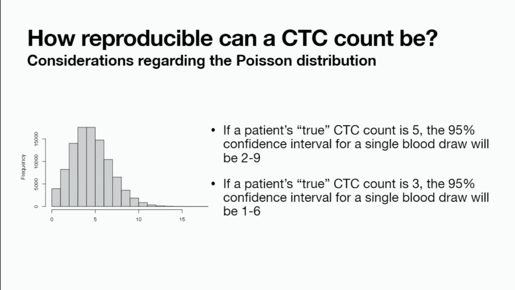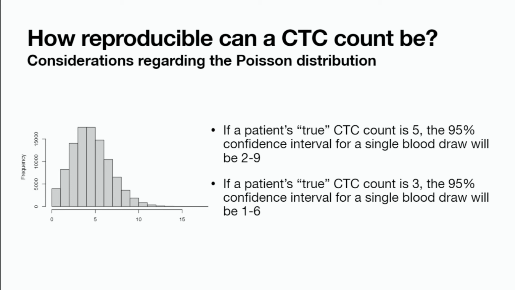So I also wanted to look at the discordant ones and see what that really means. And this gets into how reproducible can a CTC count really be? When you're spiking in samples, those should all be the same. When you're drawing a tube of blood from a patient and they have very small numbers of cells, you run into this mathematical problem called the Poisson distribution.